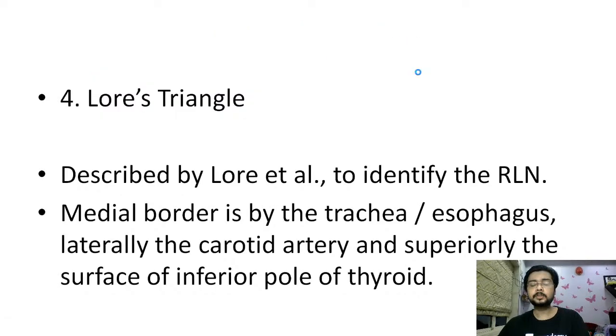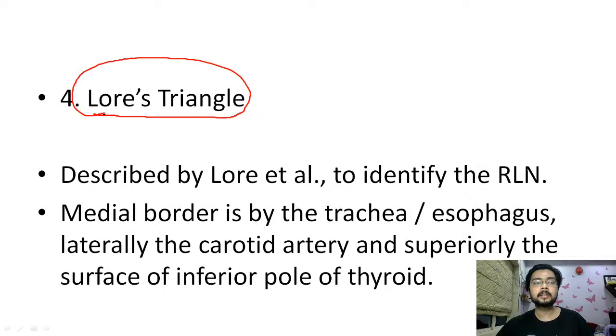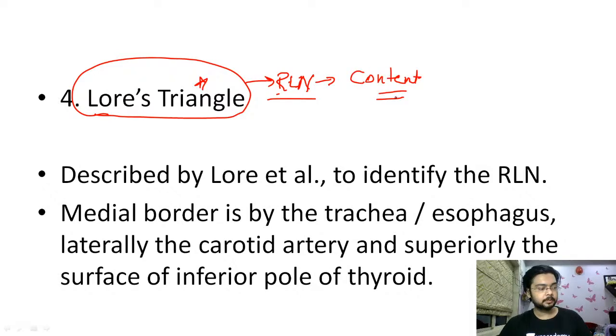Right? Joll's triangle was for the superior laryngeal nerve, and one more triangle is called Loray's triangle. Again, it is for the recurrent laryngeal nerve. So what is the difference between the boundaries of Loray's triangle and Beher's triangle? In Beher's triangle, the recurrent laryngeal nerve was forming one of the boundaries. The medial boundary was the recurrent laryngeal nerve. In Loray's triangle, the recurrent laryngeal nerve is the content of the triangle. Okay.